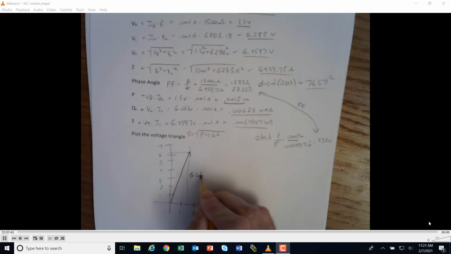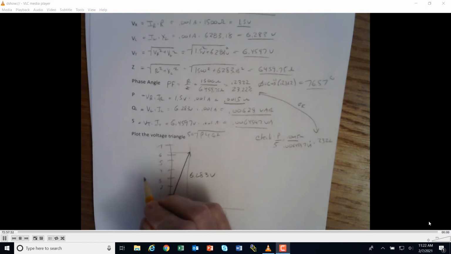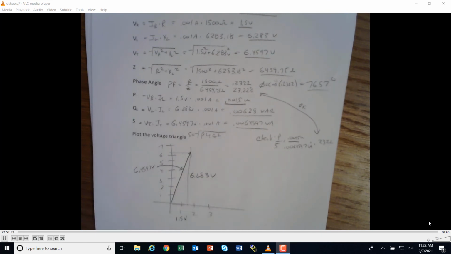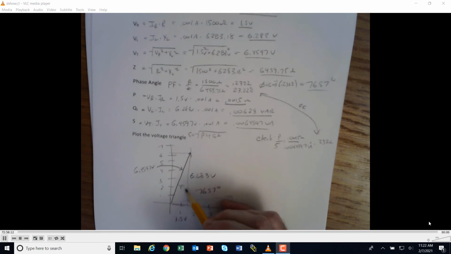There's 6.283 in volts, and this was 1.5 volts across here. And remember that gave us 6.4597 volts. That was what this represents, and this was at an angle of 76.57 degrees, which, like we said, we'd really like that angle down here somewhere to bring down this imaginary leg right here. But this imaginary leg is very, very large, and so this would need some power factor correction.